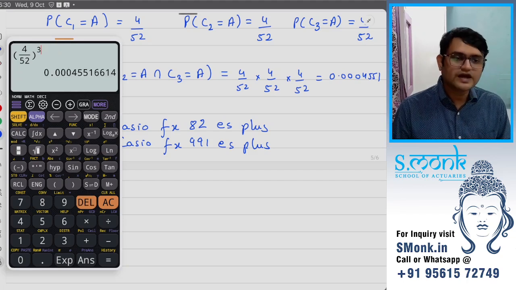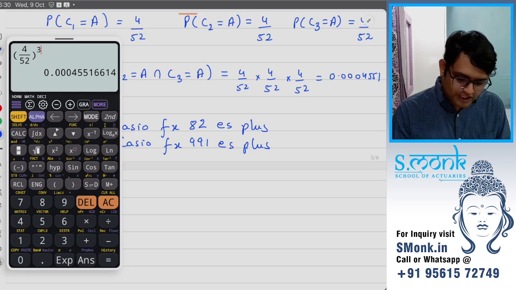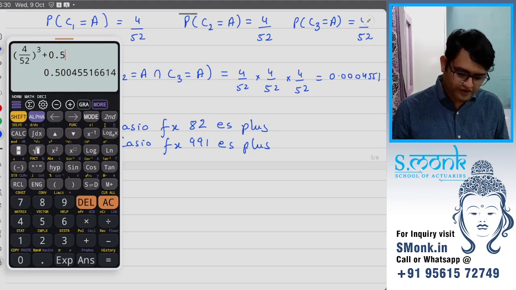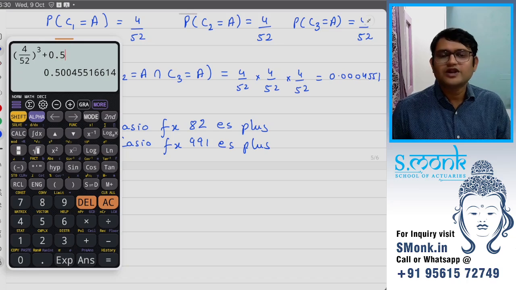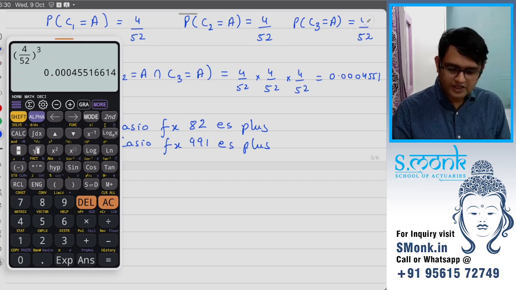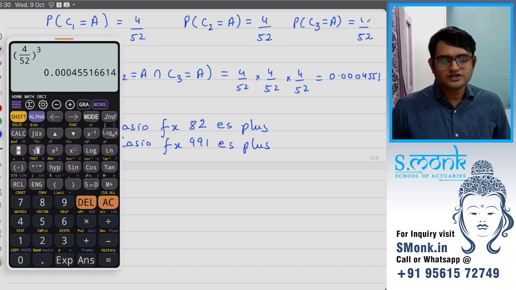If I don't want that, I need to come down of that power, so I'll use the navigation keys here. So if I press the side arrow key, you can see that the cursor is now here. So now I can do plus 0.5. But I don't want to do that. This is all I wanted. So equal to, and I get the answer here.